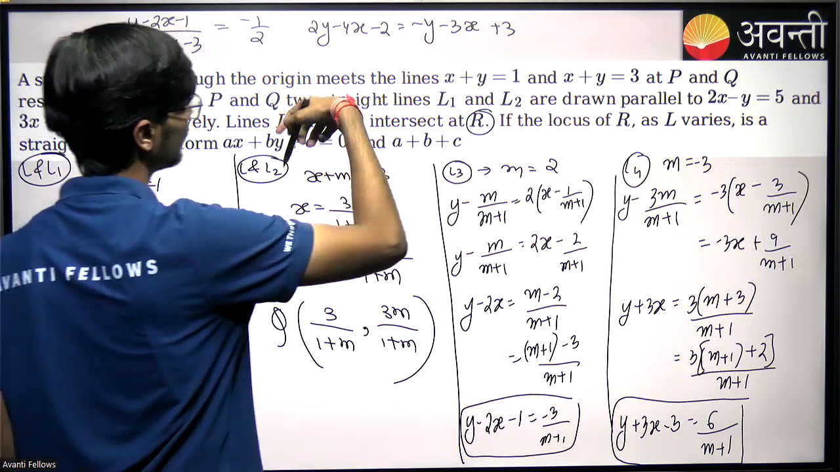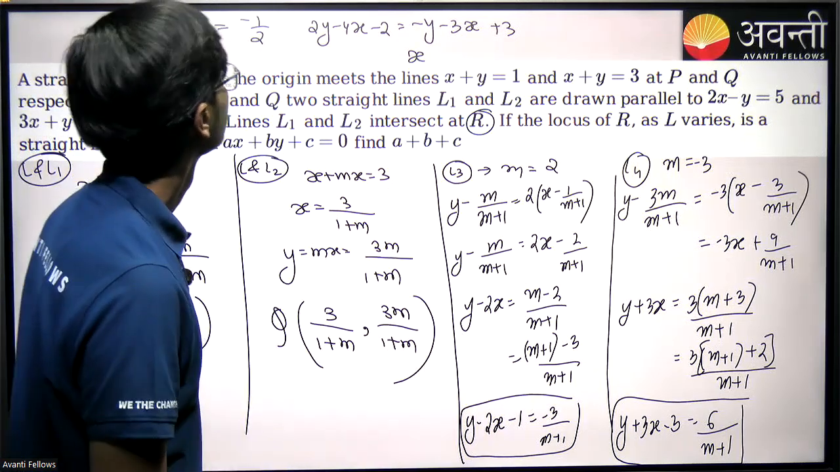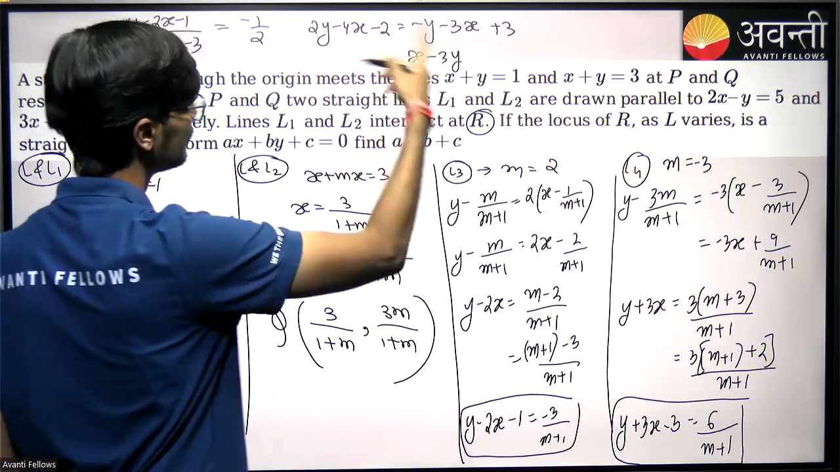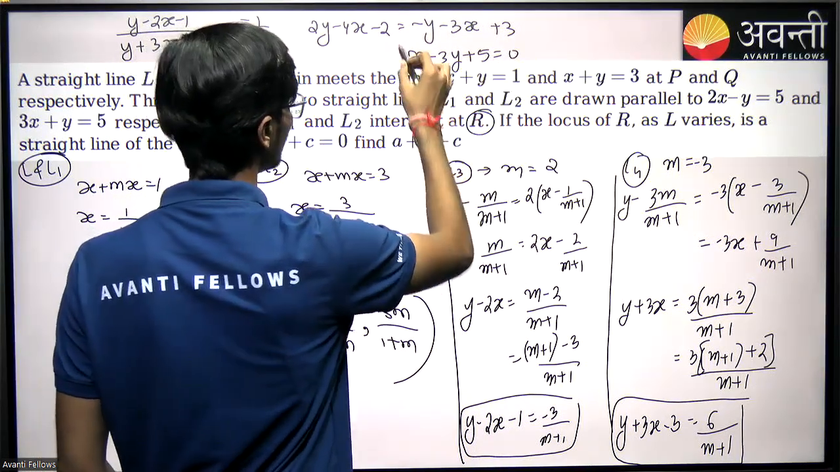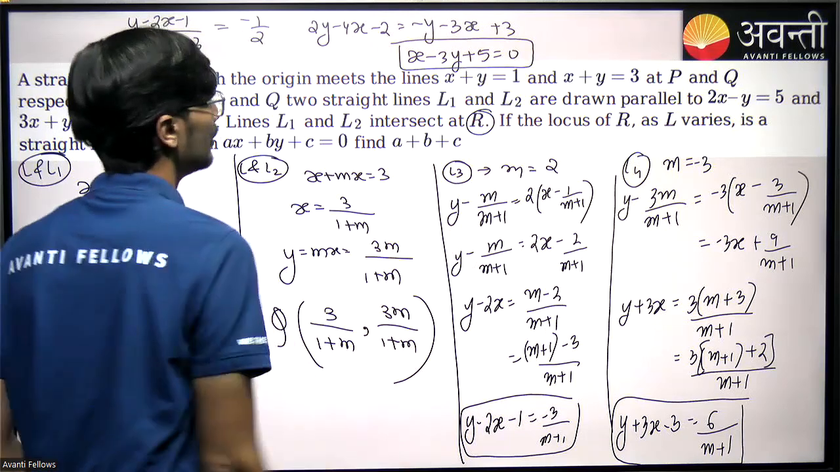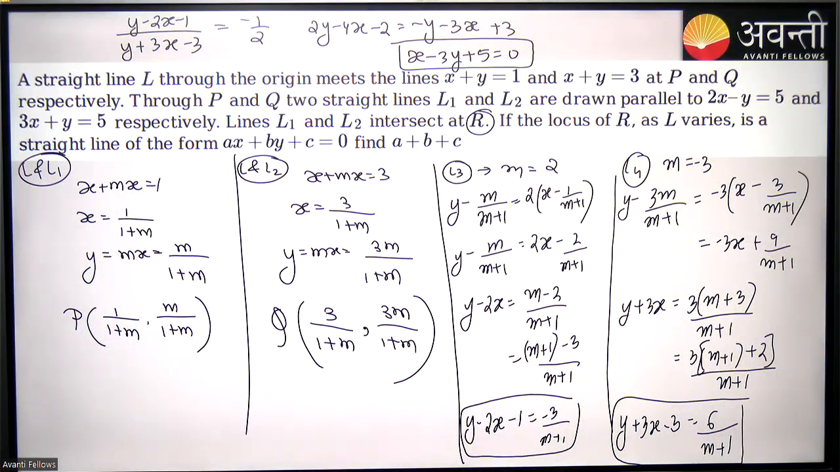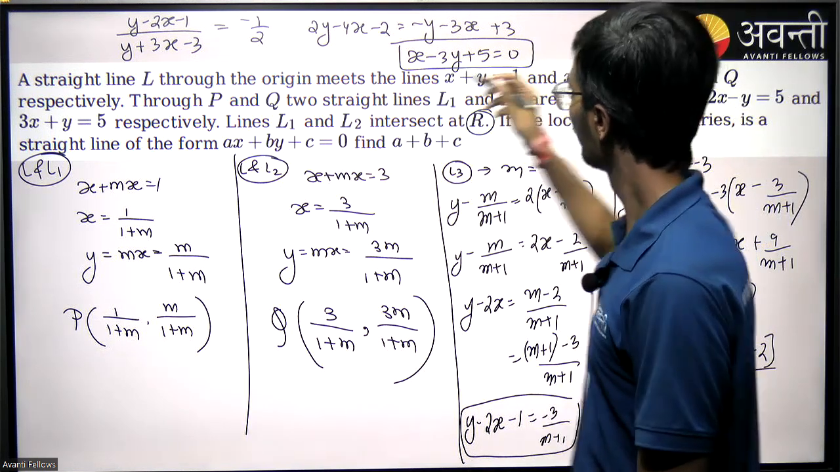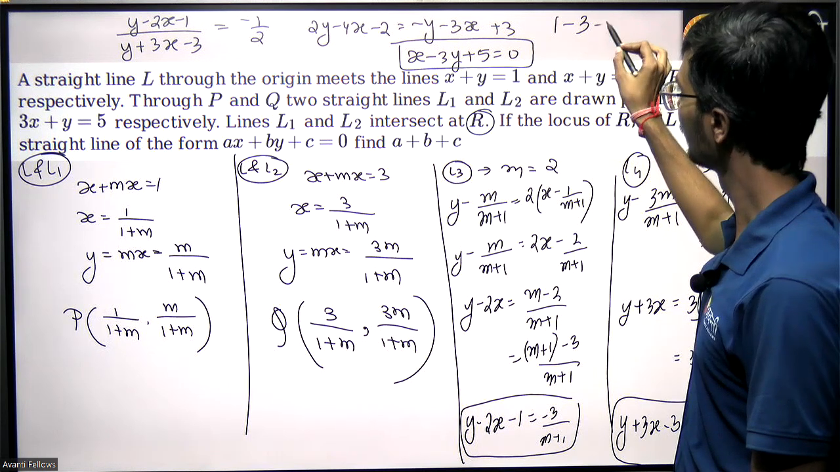If I take it to the left and right hand sides, I'll get x minus 3y plus 5 equals 0. This is my answer: x minus 3y plus 5 equals 0. I hope it is clear. Obviously, we have to find a plus b plus c. So what is a, guys? a is 1, b is minus 3, c is 5.